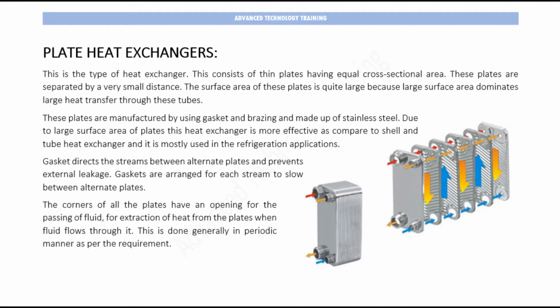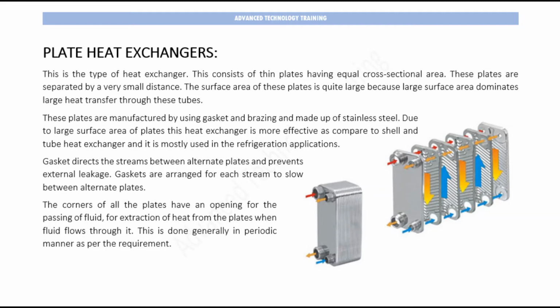Plate heat exchangers. This is a type of heat exchanger. It consists of thin plates having equal cross-sectional area. These plates are separated by a very small distance. The surface area of these plates is quite large, because a large surface area leads to large heat transfer. These plates are manufactured using gasket and brazing and are made of stainless steel. Due to the large surface area of the plates, this heat exchanger is more effective as compared to the shell and tube heat exchanger, and it is mostly used in refrigeration applications.